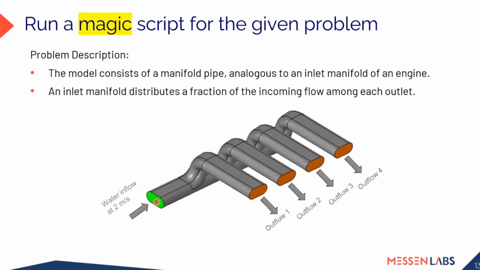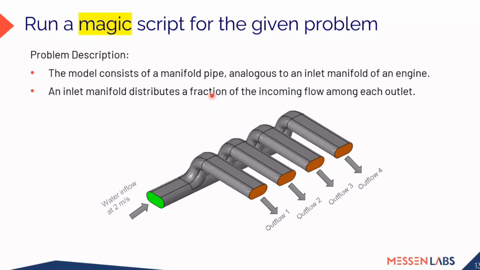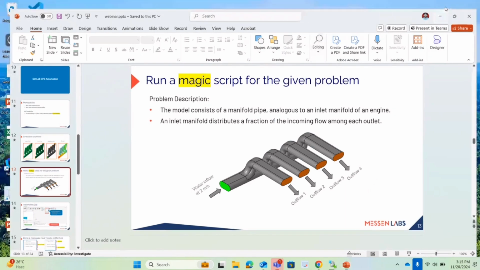There is one inlet here. We can see water is the material here, with water inflow at 2 meters per second. Then we have four outlets, 1, 2, 3, 4. My aim is, I have a script and I have a model. I want that script to perform all the steps mentioned in this slide and give me the results directly. Yes, that is possible. That is what we are going to see. So let me go through SimLab and perform that for you.